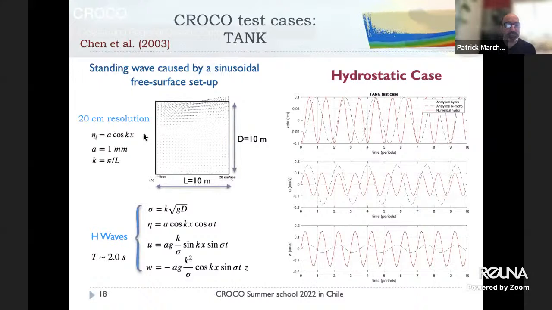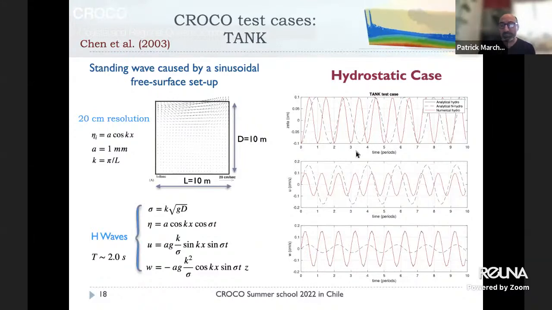So it has a dispersion relation that is independent of the wave number, so it's non-dispersive. The waves are non-dispersive. And then there's this analytical solution given here for the free surface U and W.